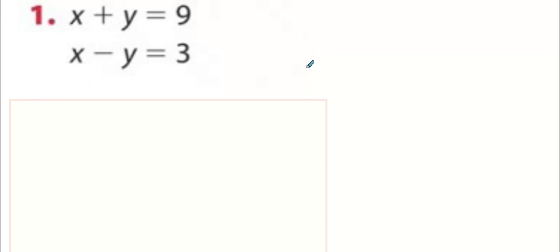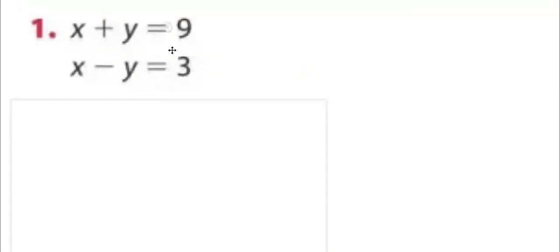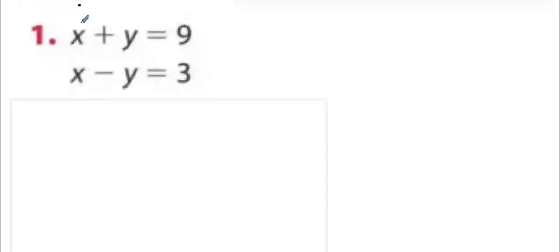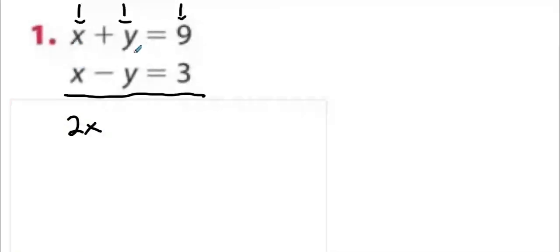Simultaneous equations. Now, what we're going to do with this question is add downwards, because what we can see here is that the plus y and the minus y cancel each other. So when we add downwards, we get x plus x is 2x, plus y and minus y cancels, 9 plus 3 is 12. Then we can divide 12 by 2.